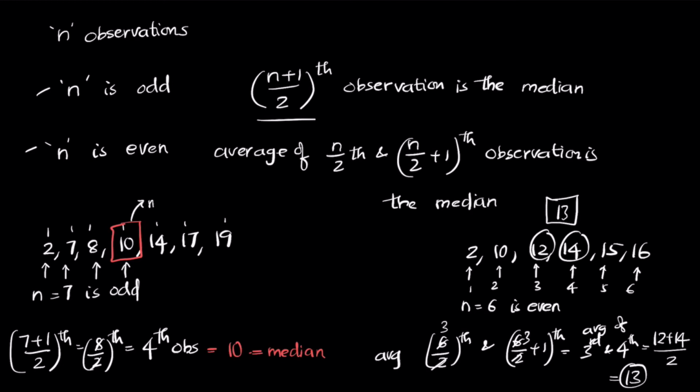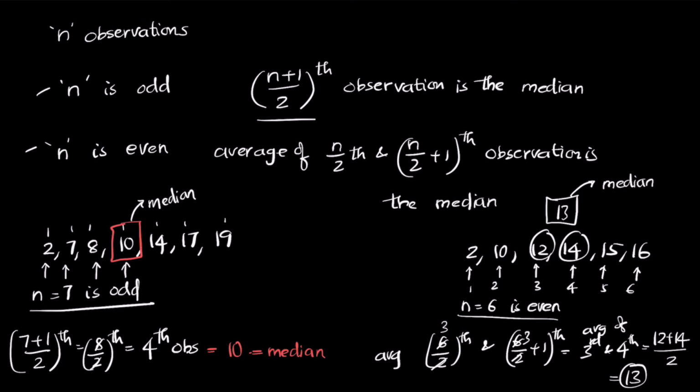So here this is the median in this data set, and in this data set 13 is the median. One way of recognizing whether your median comes from an odd sample or an even sample is: if the median is in the observations, then the sample size is odd. If the median is not in the observations, then the sample size is even.